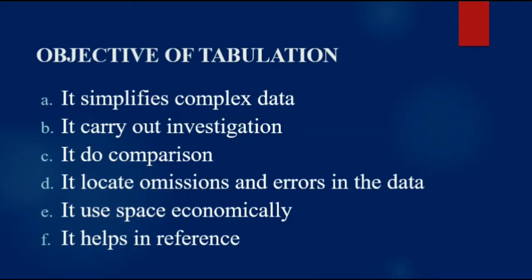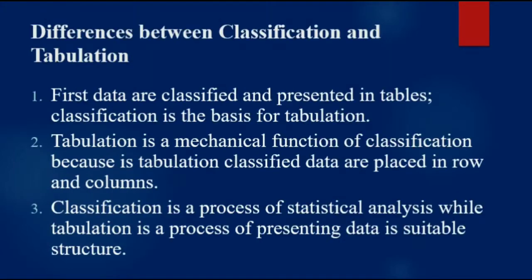Now let's see the difference between classification and tabulation. Classification we already discussed in the previous video. Let's see the main differences. First, classification is a process of statistical analysis. We must know that. But tabulation is a process of presenting data in a suitable structure. Classification is an analysis made to arrive at statistical inferences, but tabulation is simply presenting data in a suitable way in rows and columns. That is the main difference between classification and tabulation.